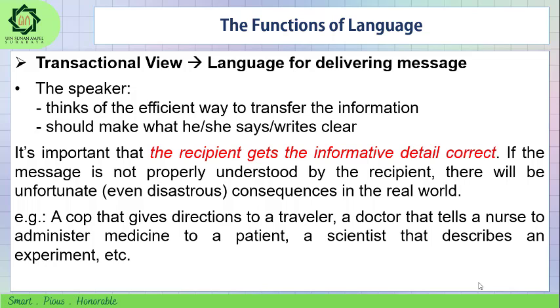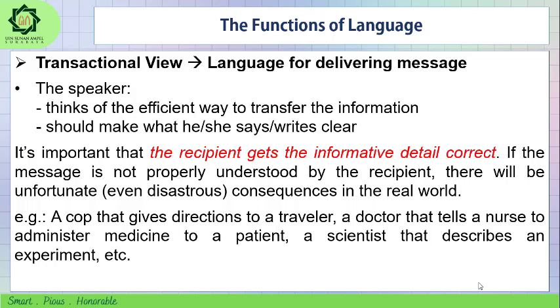So, in order to fulfill the transactional function of a language, we should make sure that everything that we deliver to the listener is clear, so that the listener has the same message as what we are thinking. It is important that the recipient or the listener gets the informative detail correct. If the message is not properly understood by the listener or the recipient, there will be unfortunate or even disastrous consequences in the real world.